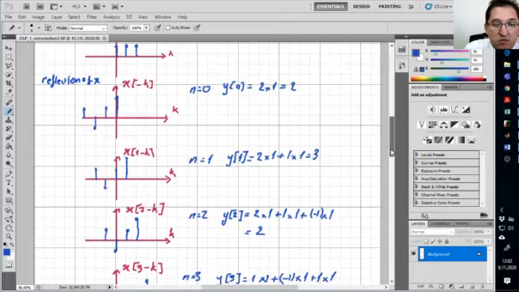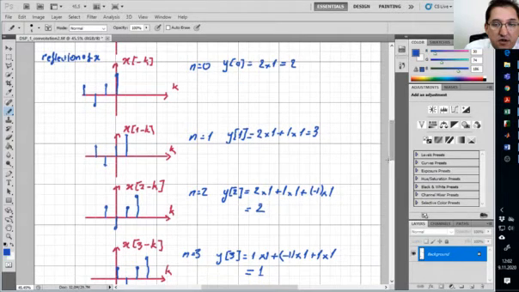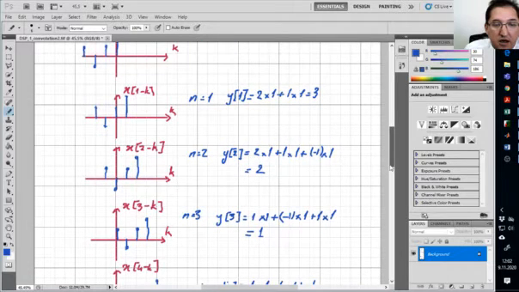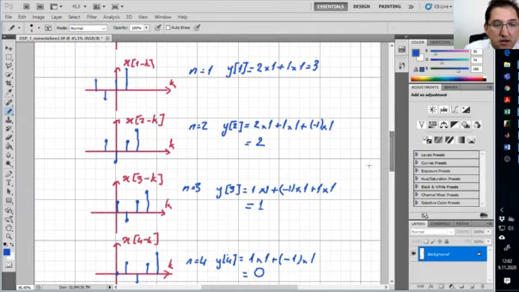One more shift to the right here, x[3 minus k]. And these 3 samples can be multiplied by h. Here 1 times 1, minus 1 times 1 and 2 times 1. This one is multiplied by 0 in h. And we get y[3], which equals 1.